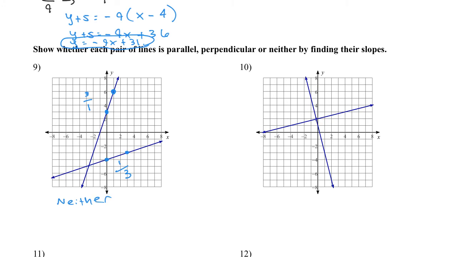Okay, going to number 10. The slope of the first line, if I have this point and this point, I'm going down 1, 2, 3, 4 over 1. So my slope is -4/1. For this line, my slope is 1/4. Those are opposite reciprocals, so these would be perpendicular to each other.